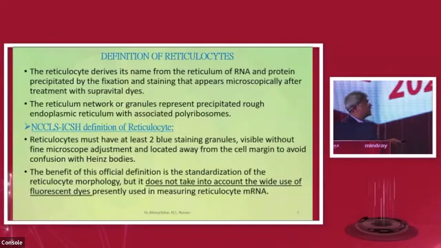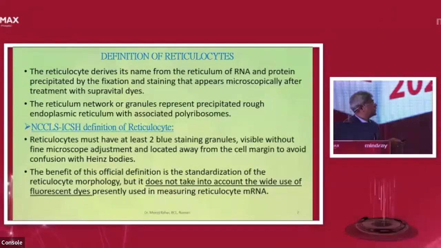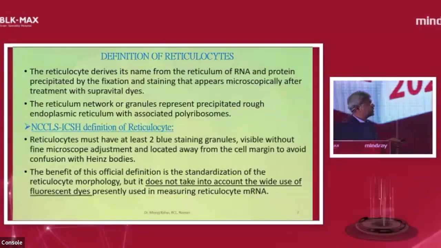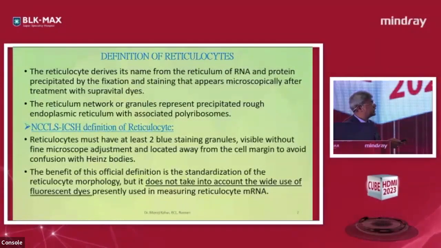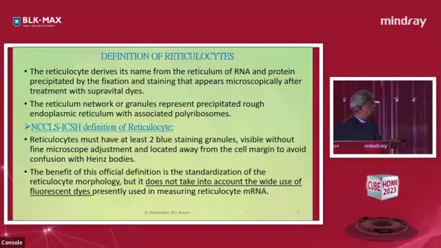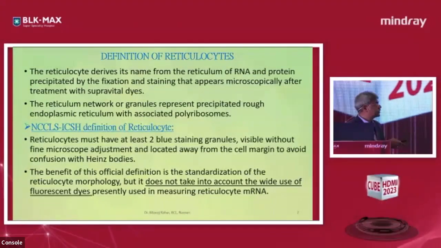The reticulocyte derives its name from the reticulum of RNA and protein precipitated by the fixation and staining that appears microscopically after treatment with supravital dyes. And the reticulum network or granules, they represent a precipitated rough endoplasmic reticulum with associated polyribosomes.